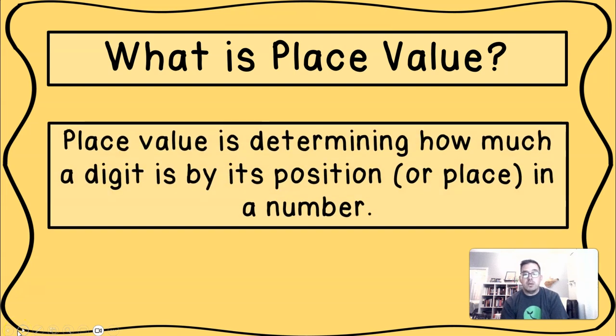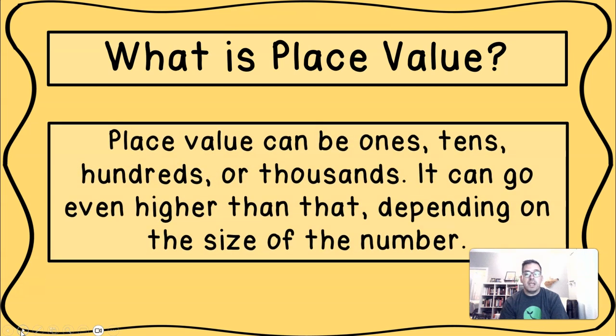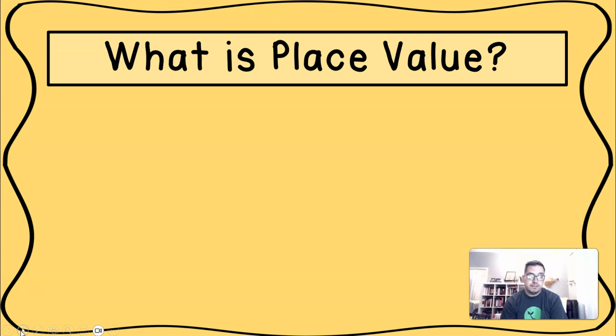What is place value? Well, place value is determining how much a digit is by its position or its place in the number. It can also tell us how much that number is worth. Place value can be ones, tens, hundreds, or thousands. And it can go even higher than that depending on the size of your number. You could have 10,000s, 100,000s, millions, 10 millions, and so on.